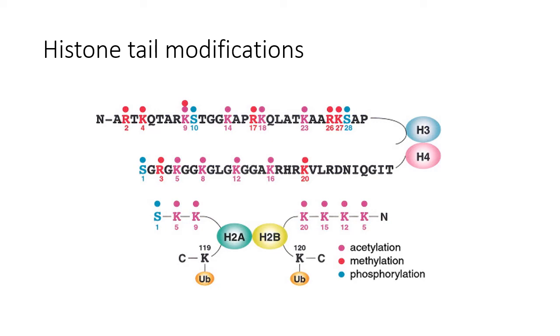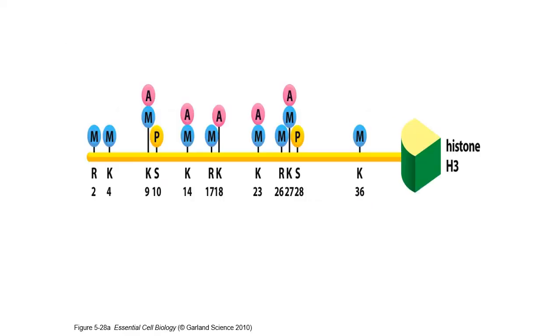This slide is not easy to look at because they've got red and pink, and it's hard to tell which one they're talking about. So I've got a better picture in a second. Here's a histone H3 tail, and the colors are much easier to see. You can see that some amino acids can be modified in different ways. For example, lys 9 can be either acetylated or methylated. Similarly, lys 27 can be acetylated or methylated.